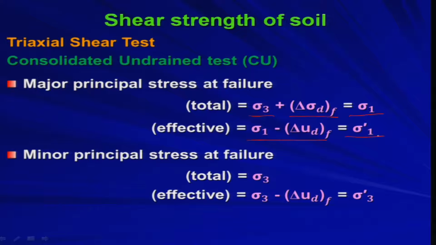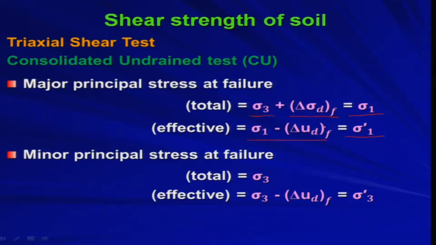So, in case of consolidated drained test, if you recall, your total stress and effective stress both are the same, because in that situation delta u d f was 0. If you recall our previous discussion, delta u d f was 0 for our consolidated drained test, because you allowed the drainage. So, there was no scope for this pore water pressure to build up, right. So, sigma 1 minus delta u d f is equal to sigma 1 prime in case of consolidated undrained test, whereas sigma 1 is equal to sigma 1 prime in case of consolidated drained test, right.